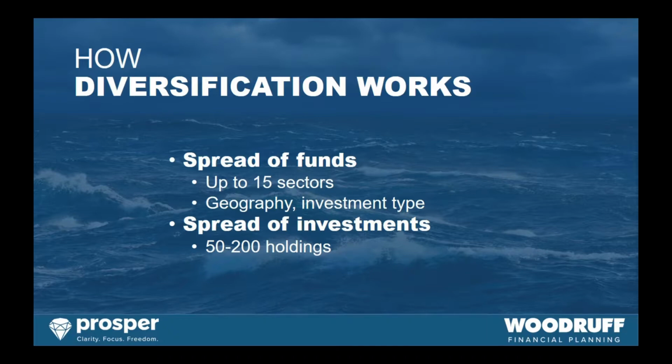Within those different sectors, we also have a spread of investments within that individual sector. If you take the UK share fund sector, for example, you would typically find within the fund that we select within our model investment portfolio something between 50 and 200 holdings. So not only are you spreading around geographical and investment type, you're also diversifying further within each sector. So how does that work in practice?